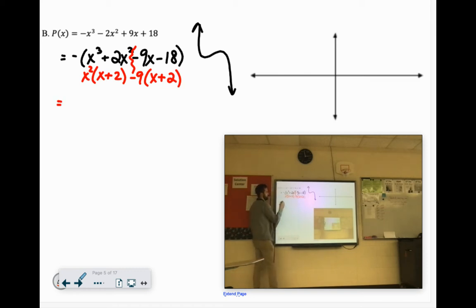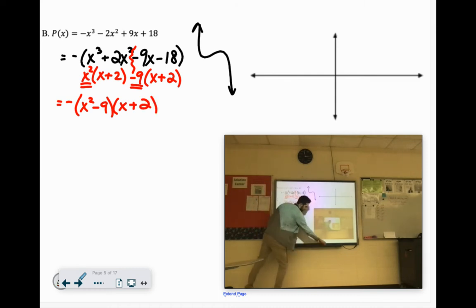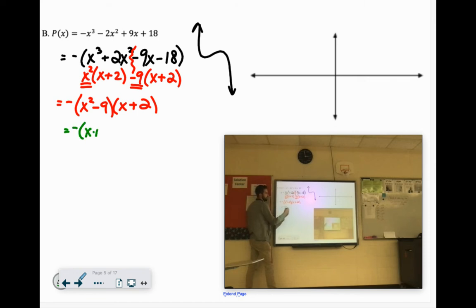So here's what we got so far. We have the negative outside. It would be x squared minus 9, and we have the x plus 2. Now we have a difference of squares here with the x squared minus 9. So that would be x plus 3 and x minus 3.